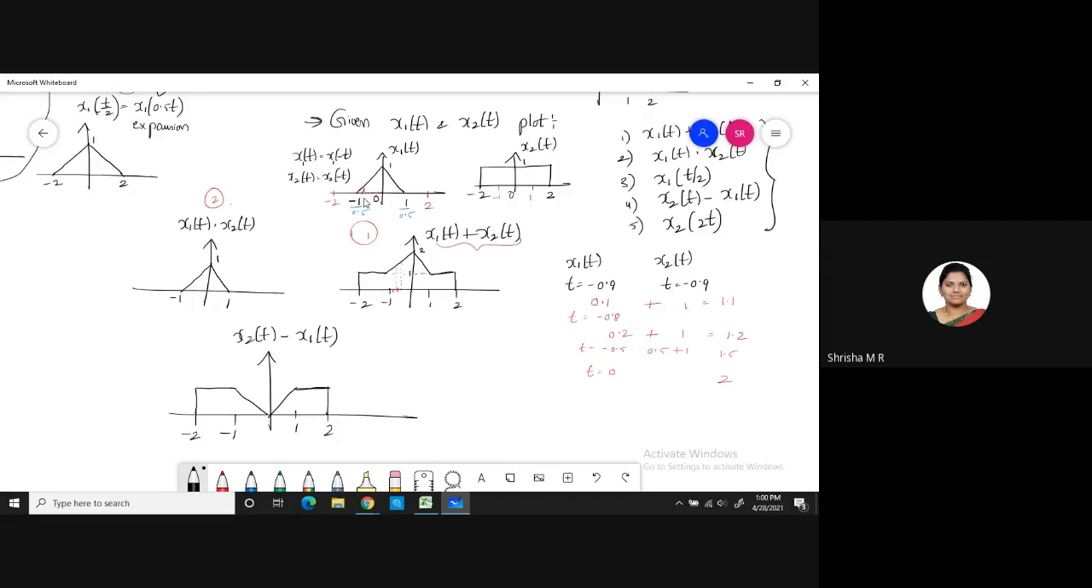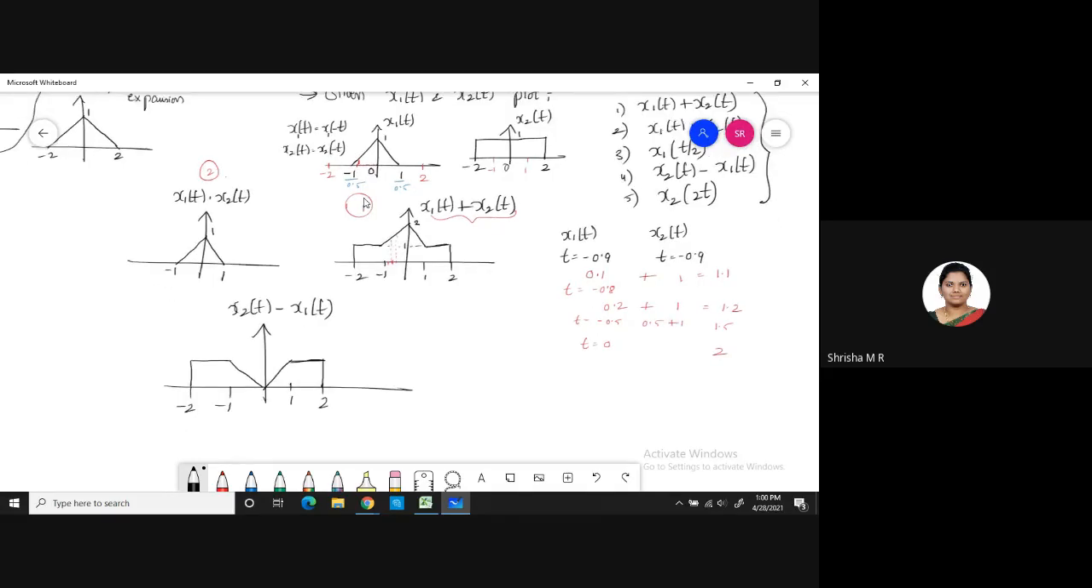At t is equal to 0.9, you can check the amplitude. So at t is equal to 0.9, what is the amplitude in x2 of t? It is 1, correct? Ma'am, it will be time scaled to 1? No, ma'am, here the scaling factor is 2, right? So we divide that minus 2 by 2 and 2 by 2. So the signal will become from minus 1 to 1, right?